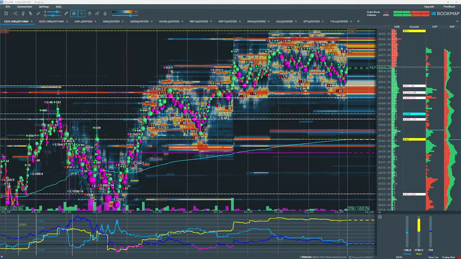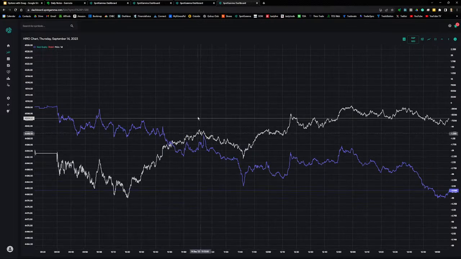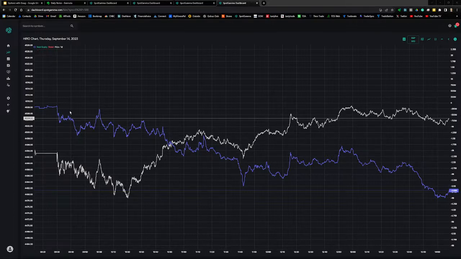Let's go take a look at Hero for the entire day. All right, so that's from the cash open over there right here to the left. Traders have been taking negative delta positions all day. Trend is down for Hero. Let's see what they're doing.